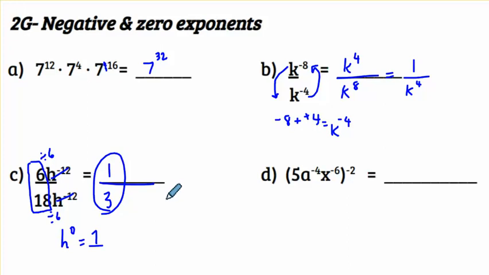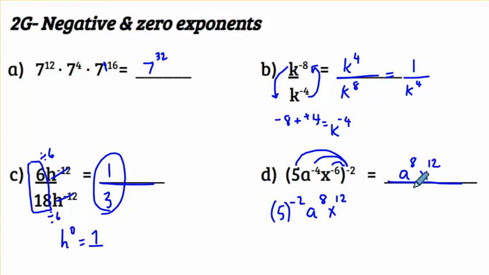That was your answer. And the last one, probably the most difficult, rainbow rule, right? So 5 gets raised to the negative 2nd power. When I multiply these exponents, I actually get a to the positive 8th, and I get x to the positive 12th. So both of our variables are happy where they are. So a to the 8th is going to be on the top, and x to the 12th is going to be on the top, excuse me.